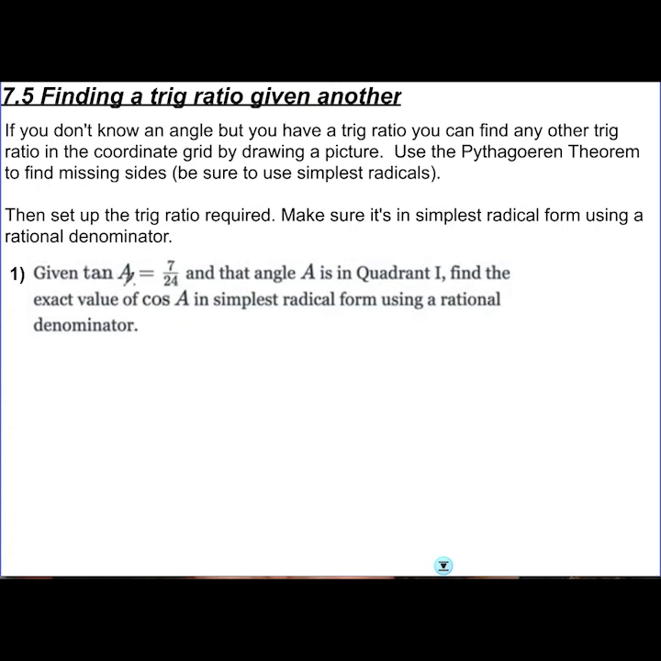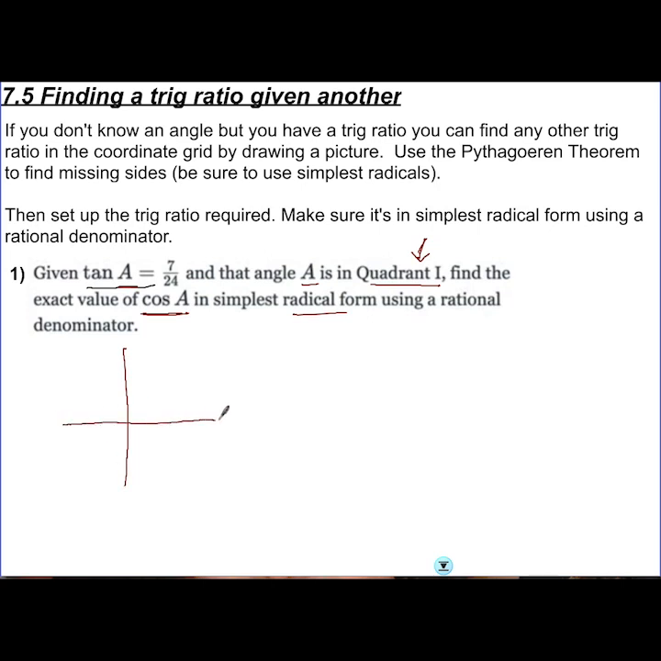Given this trig ratio here, what we're going to ask that you do is that you know some information that that's a rotation of an angle. We don't know what kind of angle it is. We know that it's in quadrant 1. We want you to find the other trig ratio, which is the cosine ratio, in simplest radical form with a rational denominator. Okay, so basically, first of all, let's just put some context into what we're trying to find. We have some sort of angle measure that's been rotated in quadrant 1. So that's our first step.